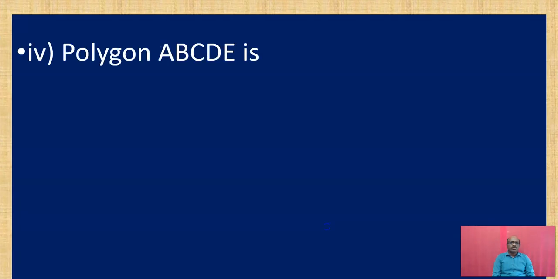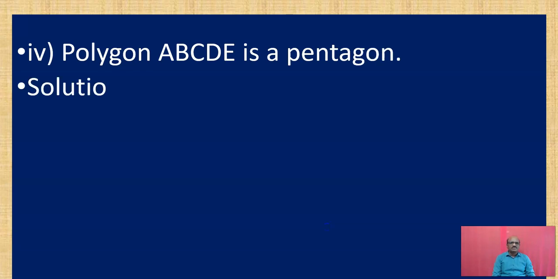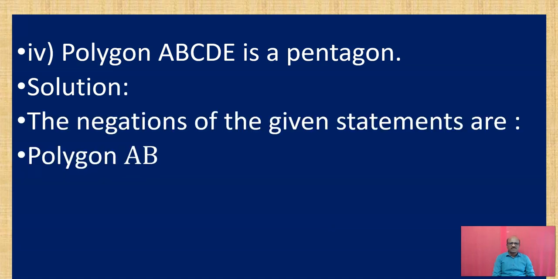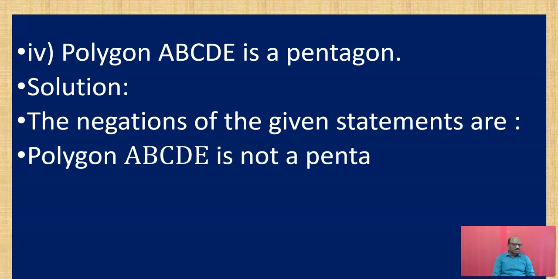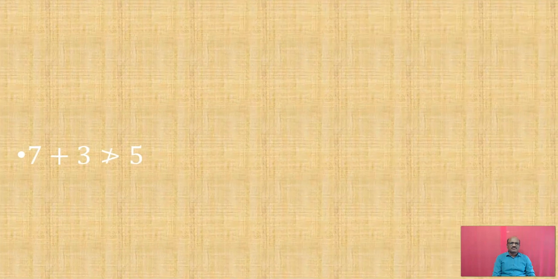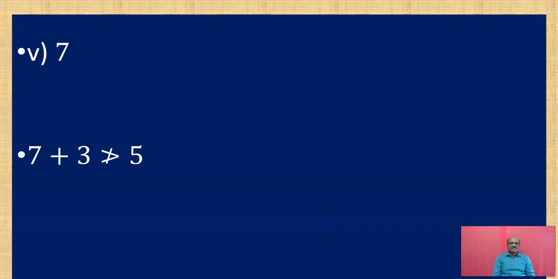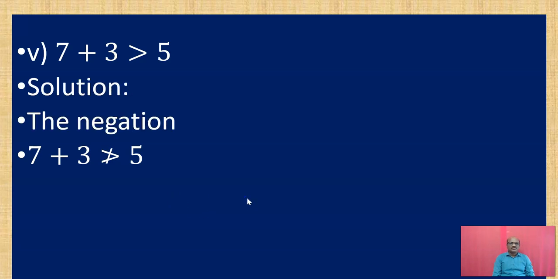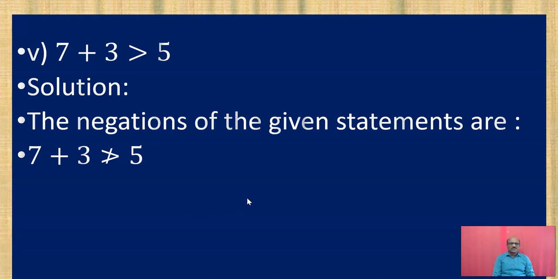Fourth one, polygon ABCDE is a pentagon. The negation of the given statement, polygon ABCDE is not a pentagon. Next is 7 plus 3 is greater than 5. Its negation is 7 plus 3 is not greater than 5. So this is the solution. There is a negation of the given statement.